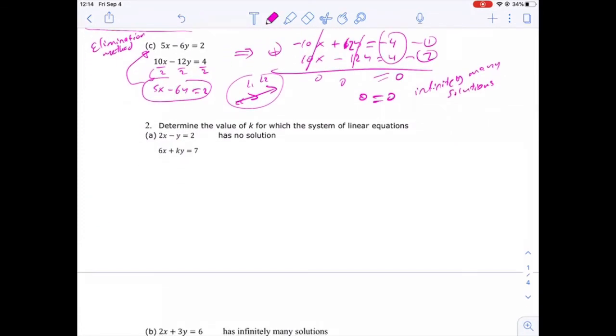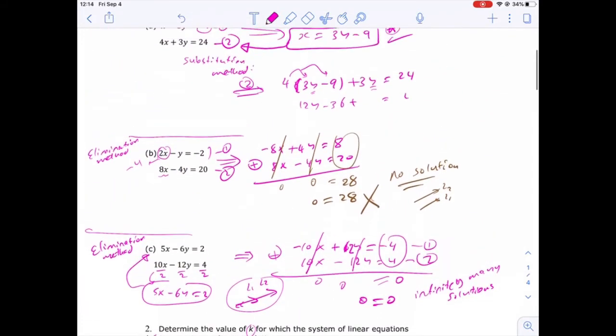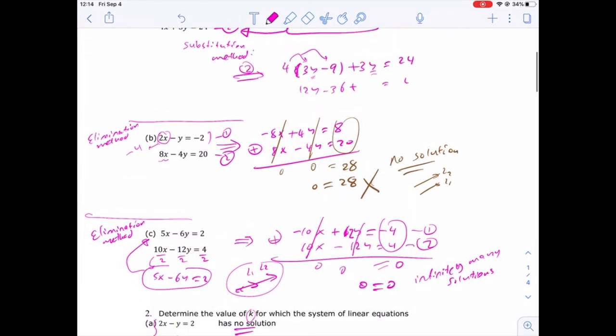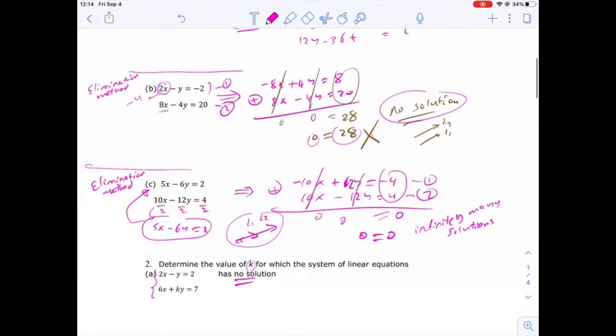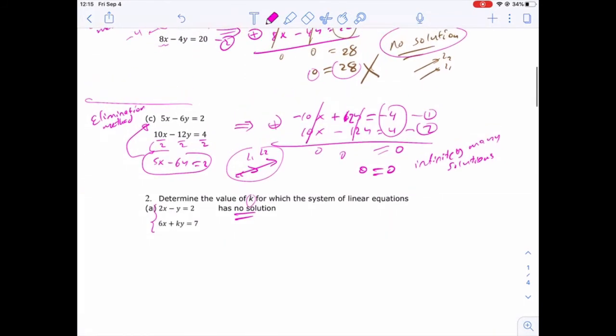Now for problem 2, we want to determine the value of k for which the following system has no solutions. If you remember from the previous cases, no solution can happen when we get, for example, 0 on the left hand side and some number other than 0 on the right hand side. So let's do this. We want to find k that makes the system have no solutions. That means the left hand side is equal to 0. So we multiply the first equation by -3 to eliminate x.